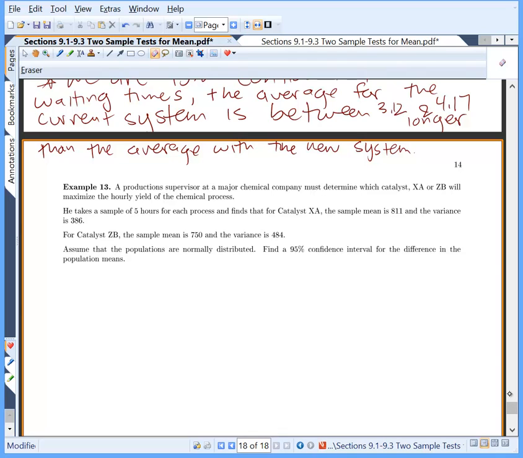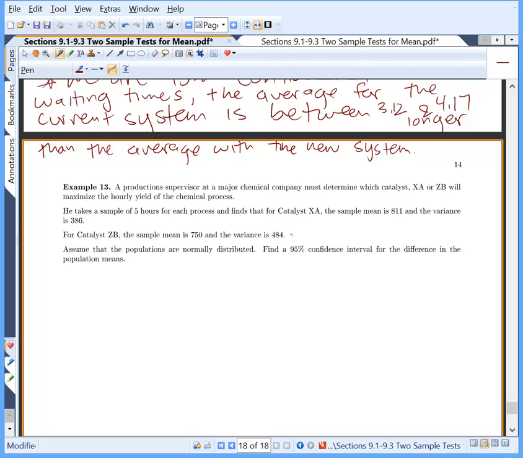So for 13, a production supervisor at a major chemical company must decide which catalyst will maximize hourly yield. Okay, so we've already done all this. We know that they each have a sample size of 5, the sample mean of 811 and variance of 386, sample mean of 750, variance of 484. Assume the populations are normally distributed. Find a 95% confidence interval for the difference in the population means.